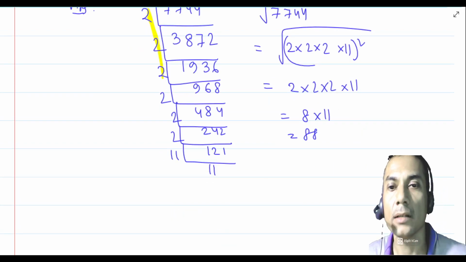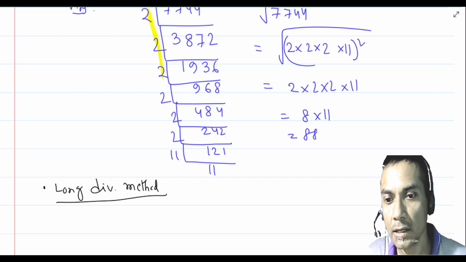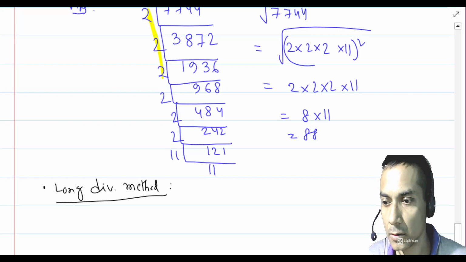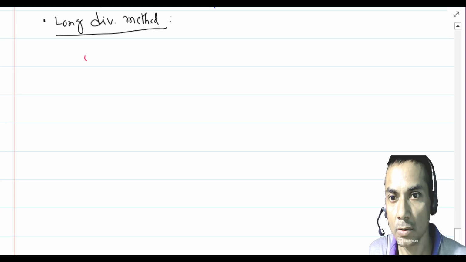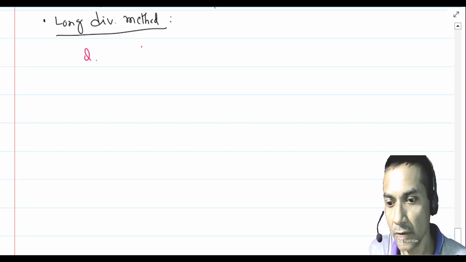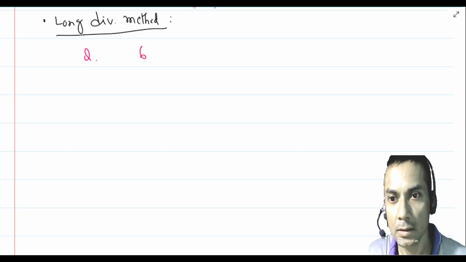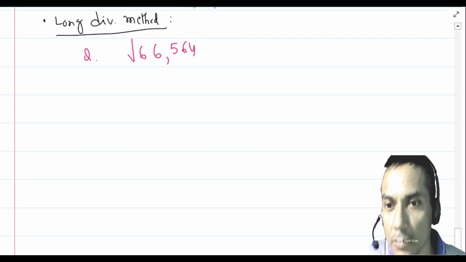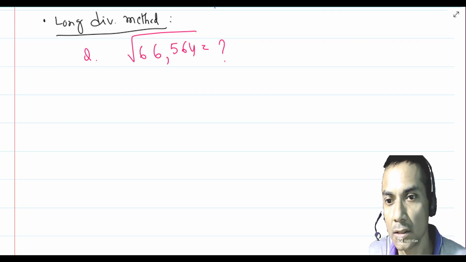Next we learn the long division method to find the square root. For example, suppose one question is given: find the value of the square root of 66564. What is this value? How can you find it? It is very easy to find.